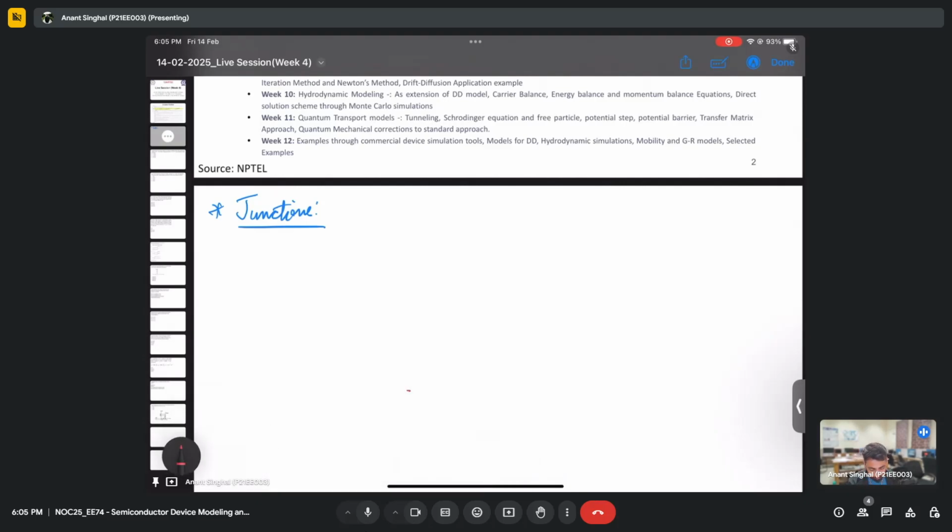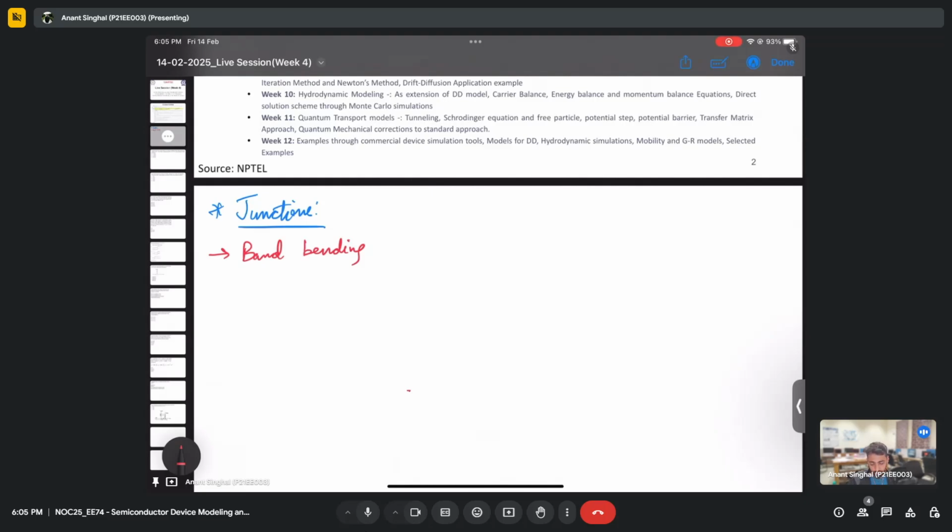So we'll first be looking into band bending, like how do we make a band diagram for any device. We'll be doing the p-n junction in this particular lecture. So we'll be seeing how we make a band diagram for a p-n junction. Some of you might already know it, but I'll go through it very quickly so that you will have a better understanding of the same.